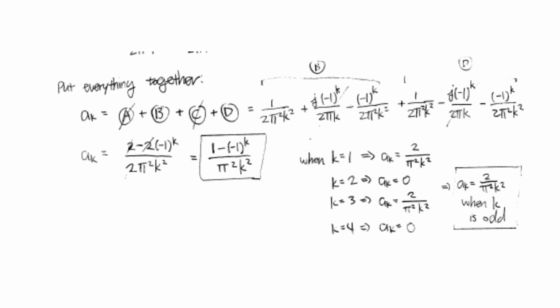So in this case, we're going to put in k equals 1. You're going to get 2 over pi squared k squared. K equals 2, you're going to get 1 minus 1, so you're going to get 0 here. And 3, you get a very similar expression, the same expression as 1, and 4, you're going to get 0. So then you can summarize and say AK is going to be equal to 2 over pi squared k squared when k is odd. Otherwise, it's going to be 0.